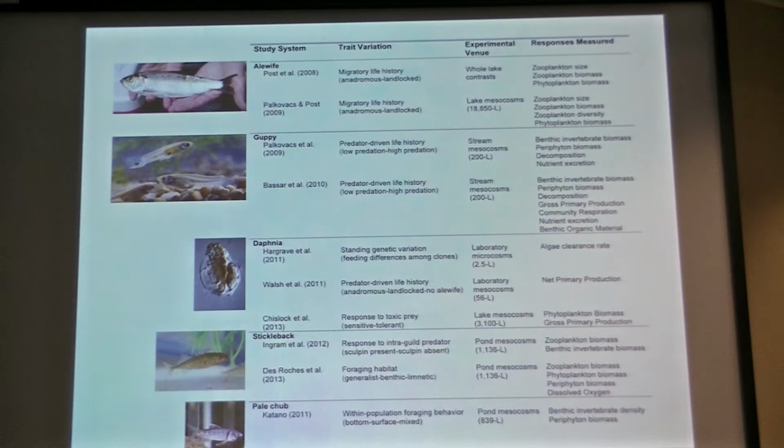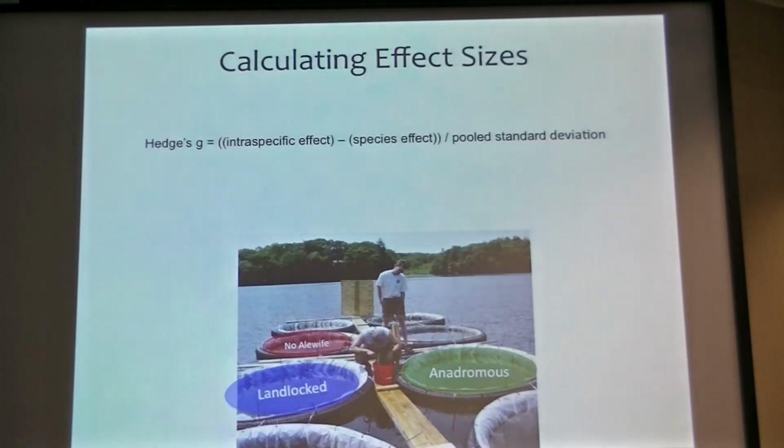Okay, so we looked at all the response variables from this suite of experiments. We calculated effect sizes. Essentially, we compared intraspecific effects, which are basically the types, right? Landlocked versus anadromous, or high predation versus low predation, and compared that to the effect of either species removal or replacement. So anadromous plus landlocked compared to no alewife. Okay, assuming that basically life history type doesn't matter, right? Population of origin doesn't matter. Their presence is what matters, okay?